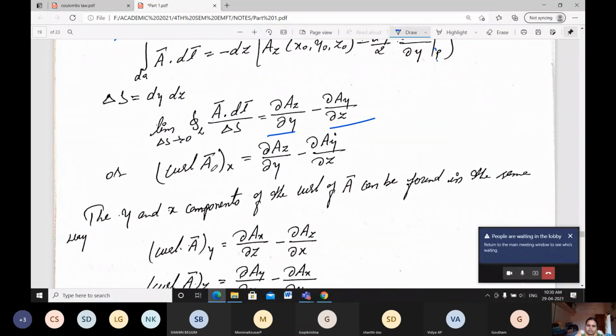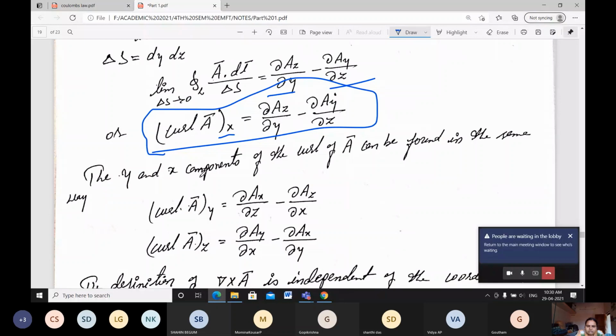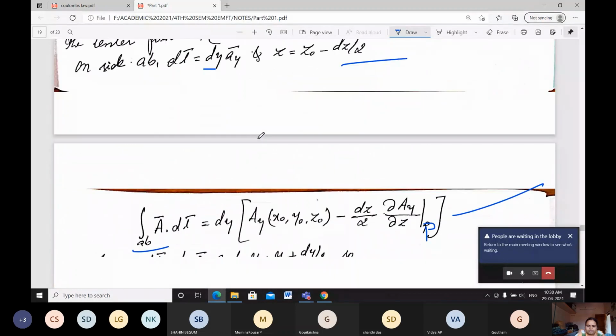Therefore, the curl of a vector A with respect to the x component is going to be equal to dou Az divided by dou y minus dou Ay divided by dou z. This is our equation for the x component. Then the y and z components of the curl of vector A can be found in the same way as it is determined here.